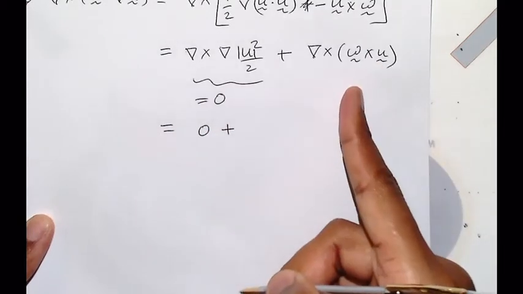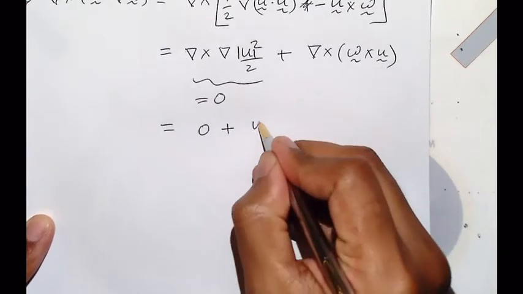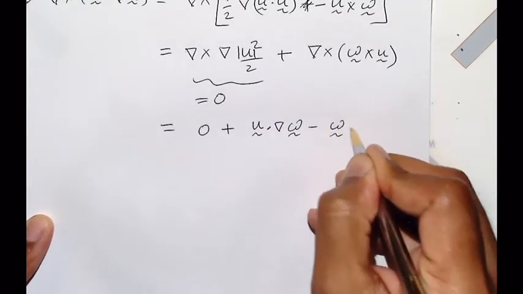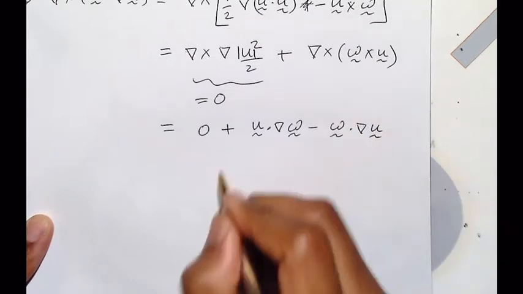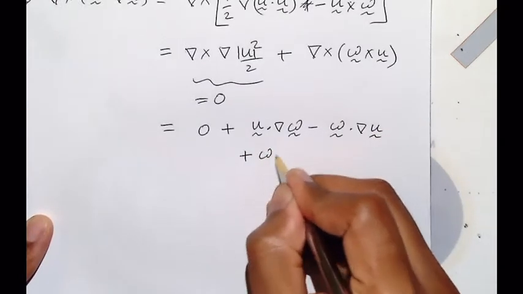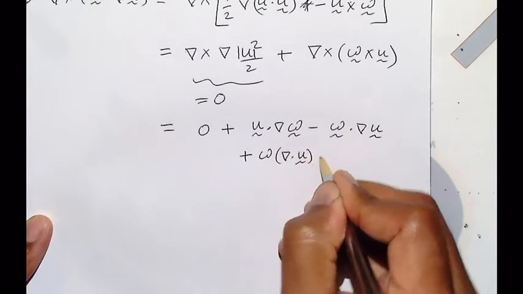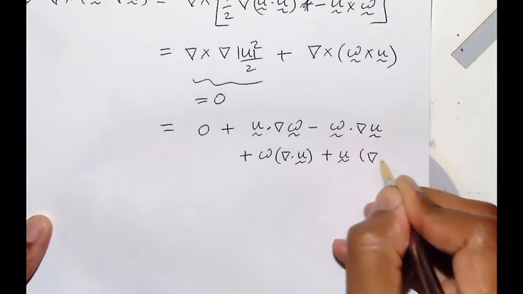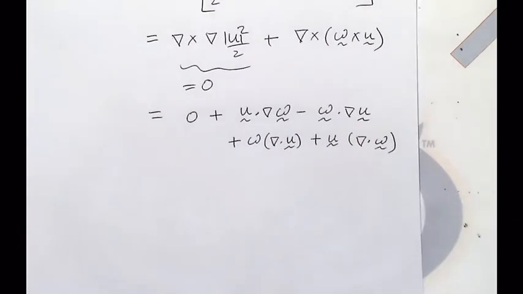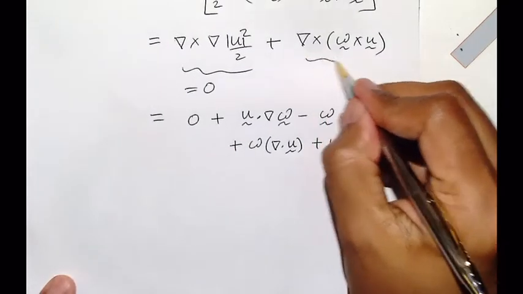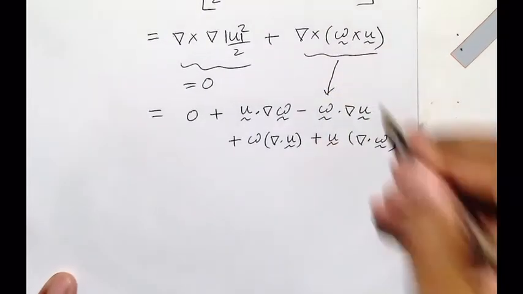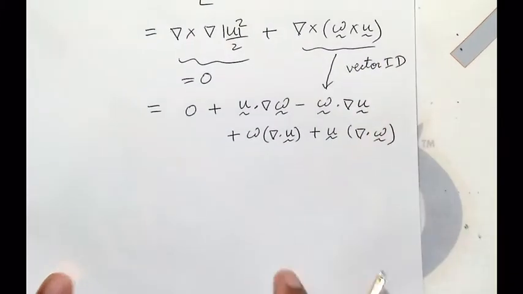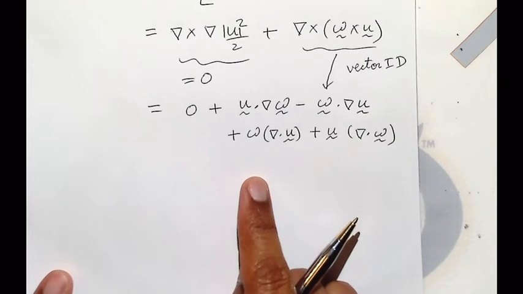All right, this is another vector identity. Let me expand it out. It's u dot nabla omega minus omega dot nabla u plus omega nabla dot u minus u nabla dot omega. So that's this term. This term expands out into 4. Do you see things that should be 0 here?